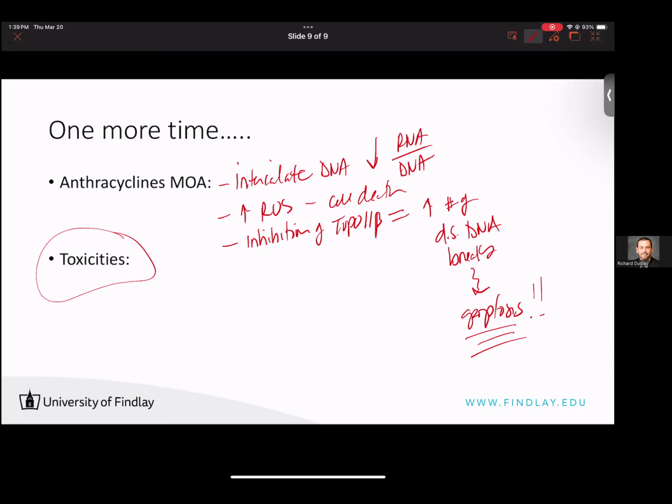Okay. Toxicities, as we suggested, we've got nausea, vomiting, diarrhea. We've got fluid discoloration. We have myelosuppression. We've got photosensitivity and a variety of other things that can happen. But the concerning toxicity that is associated with anthracyclines is the cardiac toxicity.